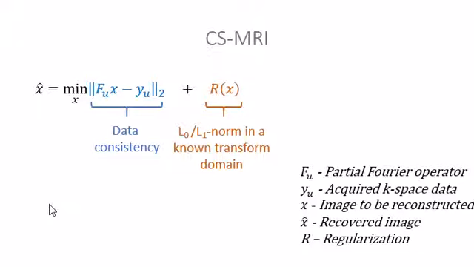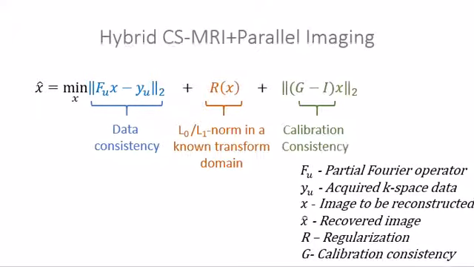In conventional CS, accelerated MR acquisitions are reconstructed via an optimization problem, where consistency to the acquired data is weighed against an image prior. This prior enforces sparsity in a known transform domain, as I explained before. In practice, the images are obtained through multiple coils. Therefore, a hybrid of CS-MRI plus parallel imaging is used for image reconstruction. One way to do this is to incorporate a calibration consistency operation, which is explained in the next slide.